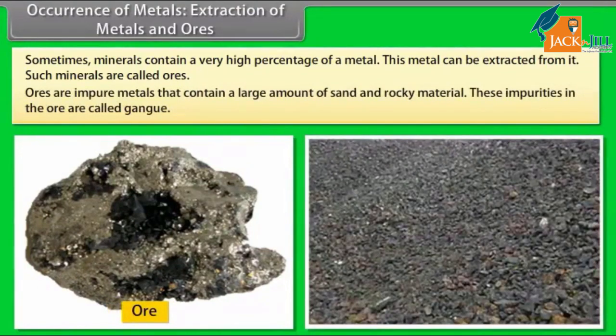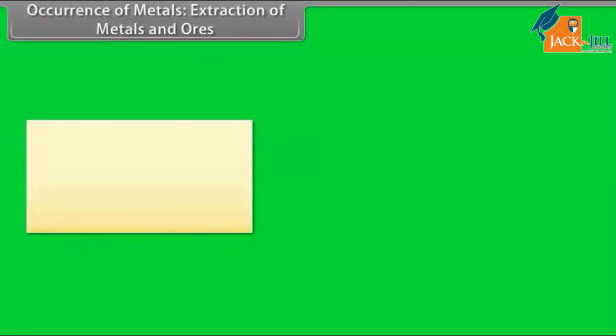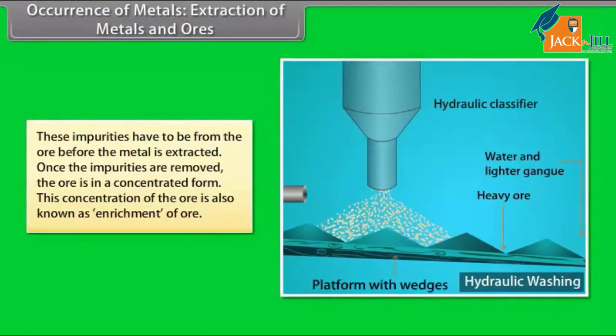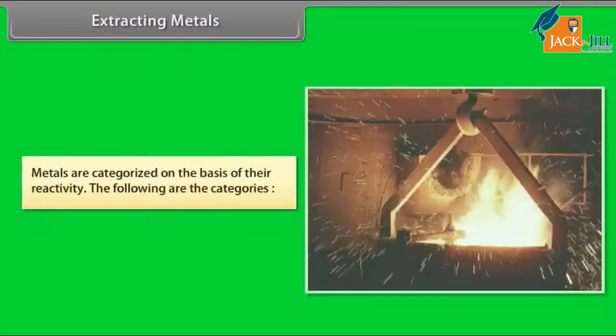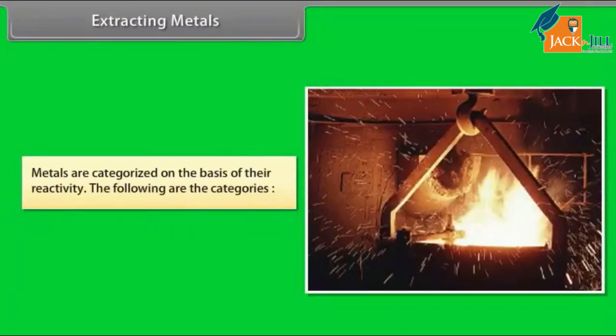Ores are impure metals that contain a large amount of sand and rocky material. These impurities in the ore are called gangue. These impurities have to be removed from the ore before the metal is extracted. Once the impurities are removed, the ore is in a concentrated form. This concentration of the ore is also known as enrichment of ore. Extracting metals. After the metals are separated from their ores, they are classified based on their reactivity.